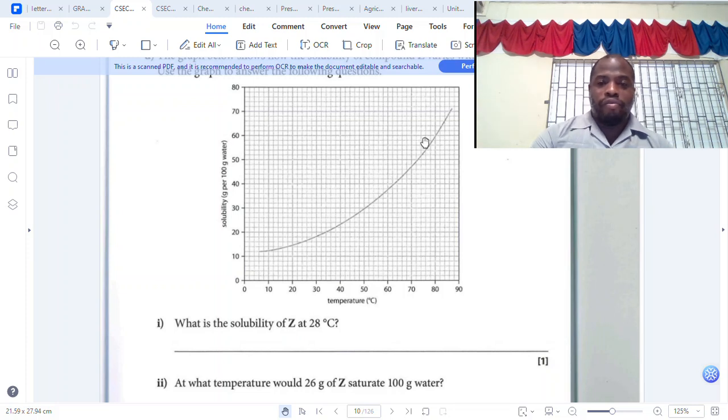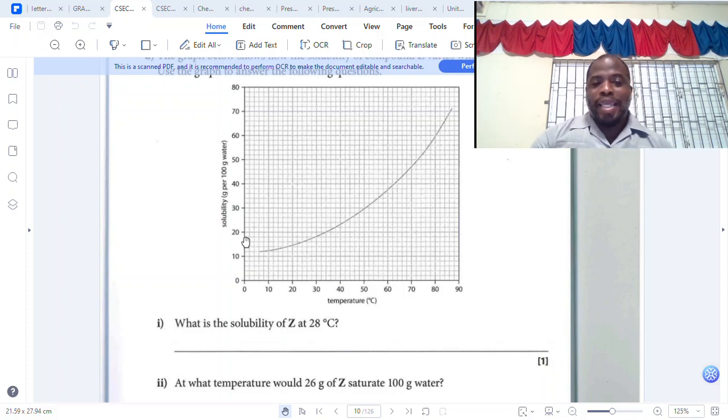This is our curve. And it speaks to the fact that, as we said before, as temperature increases, the amount of solute that can be dissolved will increase. So solubility increases. Some students will make reference to the fact that they are directly proportional. So we find 28. So 28 would have been right here, and we carry it up right to this curve, and then we bring it right across.